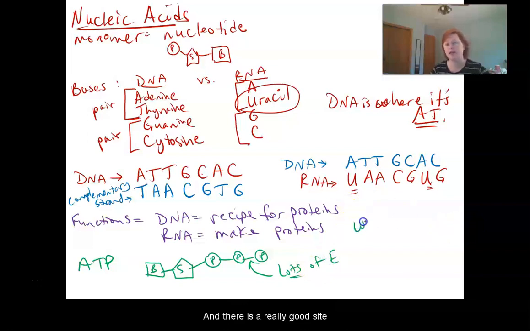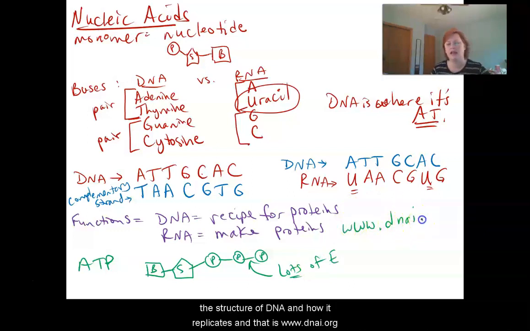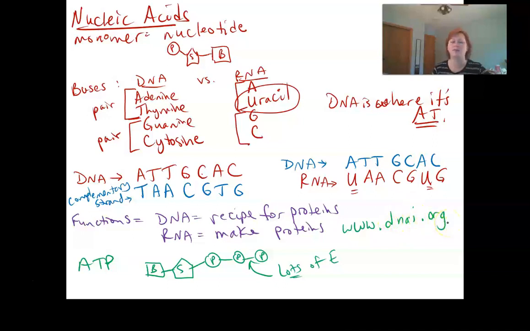And there's a really good site for helping you kind of visualize the structure of DNA and how it replicates, and that is dnai.org. All right, so that's your quick summary for organic molecules. Hopefully that helps. I would practice this before you get into lots of details on things.